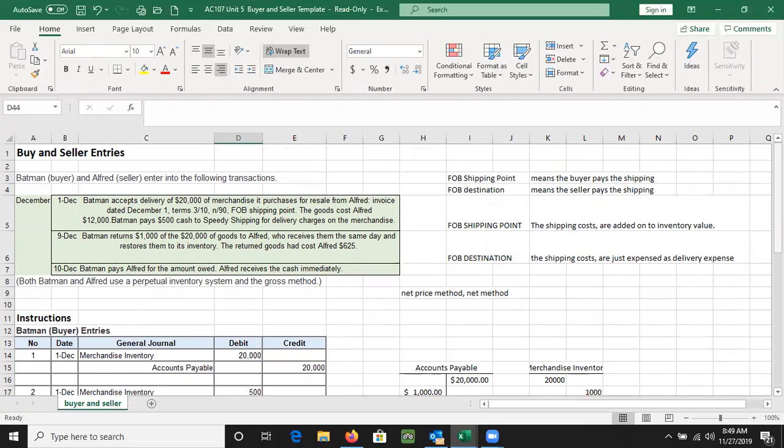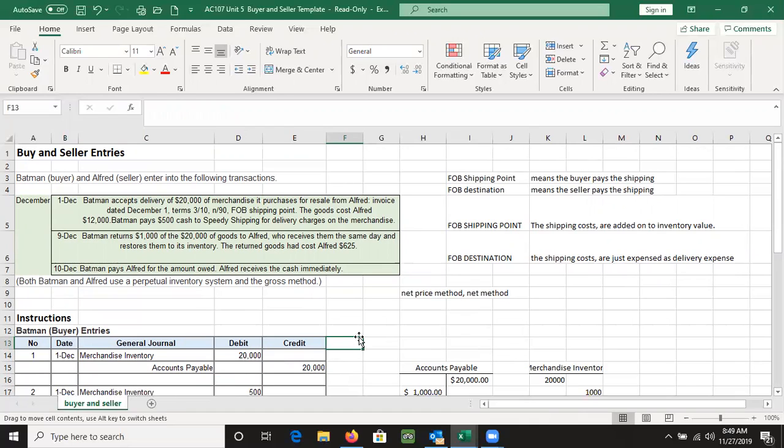Here's the thing. For this week's assignments, I don't want to see journal entries like this. Okay, this is a journal entry right here. There should not be a journal entry that only has one line item. There should not just be merchandise inventory debit 20,000. There needs to be always, always, always. You're hearing me say it right now. There is no excuse for not doing it any other way. Journal entries must have a debit and must have a credit.